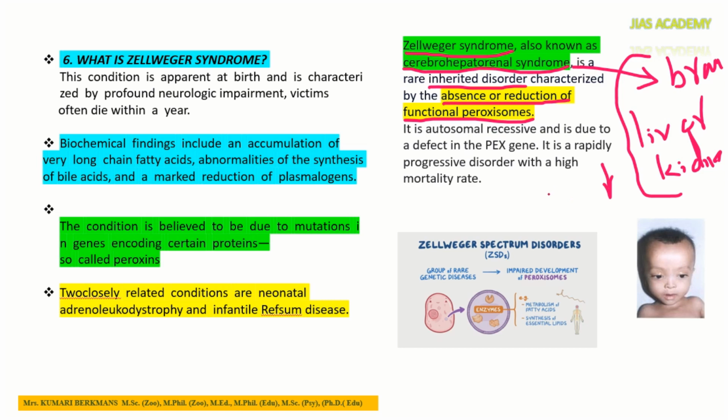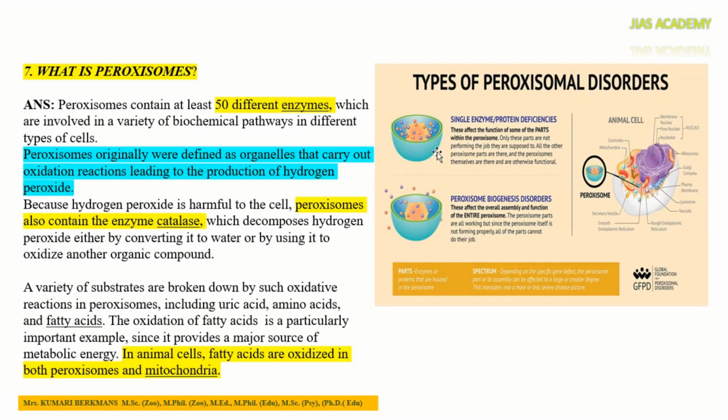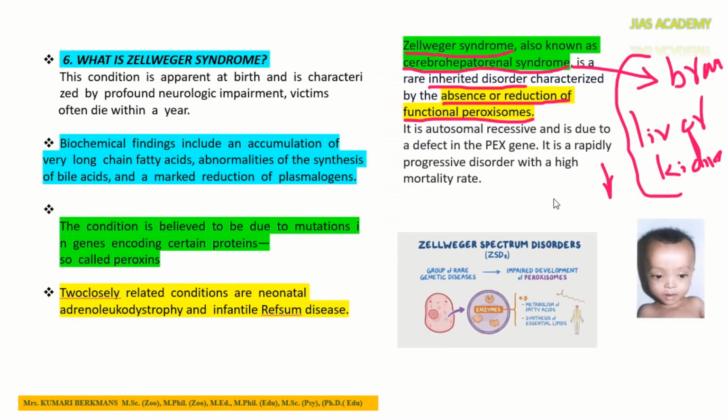What is a peroxisome? A peroxisome is a cell organelle. See, this is the peroxisome. If you take this cell, you can see the peroxisome here; it is one of the cell organelles. So if there is any reduction or absence of function of peroxisomes, it leads to this syndrome.